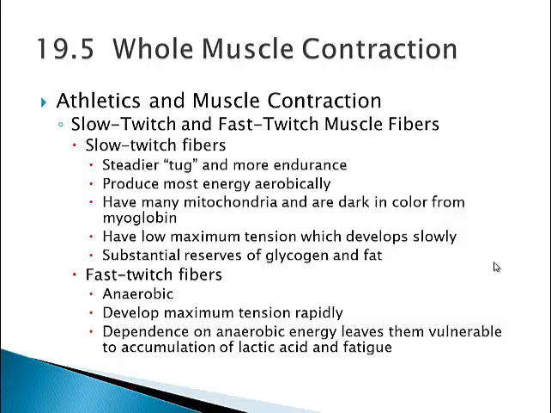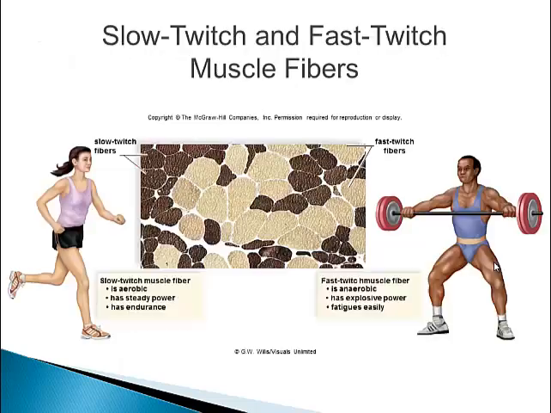The dependence of fast twitch fibers on anaerobic energy leaves them vulnerable to an accumulation of lactic acid and fatigue. So here you can see the slow twitch fibers, which are dark, and the fast twitch fibers, which are light.